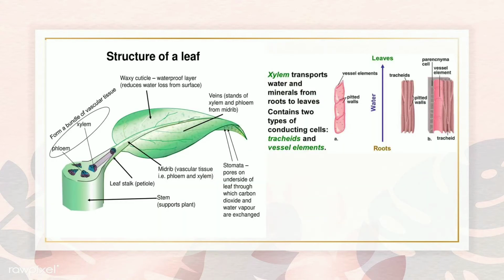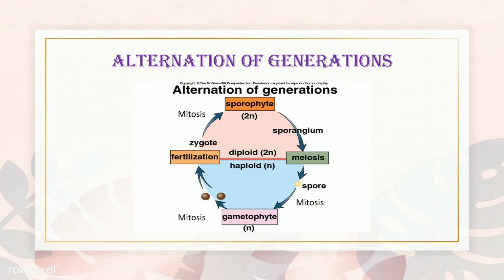In this picture, we see the structure of a leaf and xylem. The leaf has a waxy cuticle, a waterproof layer that reduces water loss from the surface, and stomata, which are pores on the underside of the leaf through which carbon dioxide and water vapor are exchanged. And the xylem transports water and minerals from roots to leaves and contains two types of conducting cells, which are tracheids and vessel elements. Next, this is a new subtopic, which is alternation of generations.